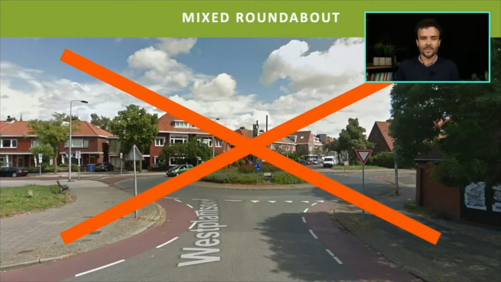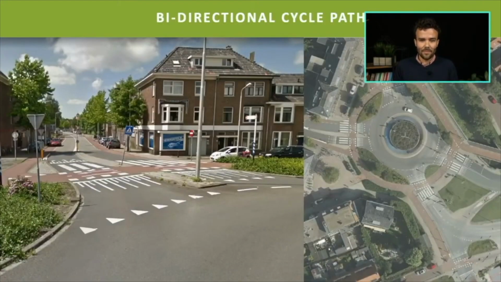And this is too fast, so don't do this, even if you see it on Google Street View. Then another issue that we see more and more, this is a bidirectional roundabout. Not entirely sure where this one is actually. I think it's Den Bosch, but it is.